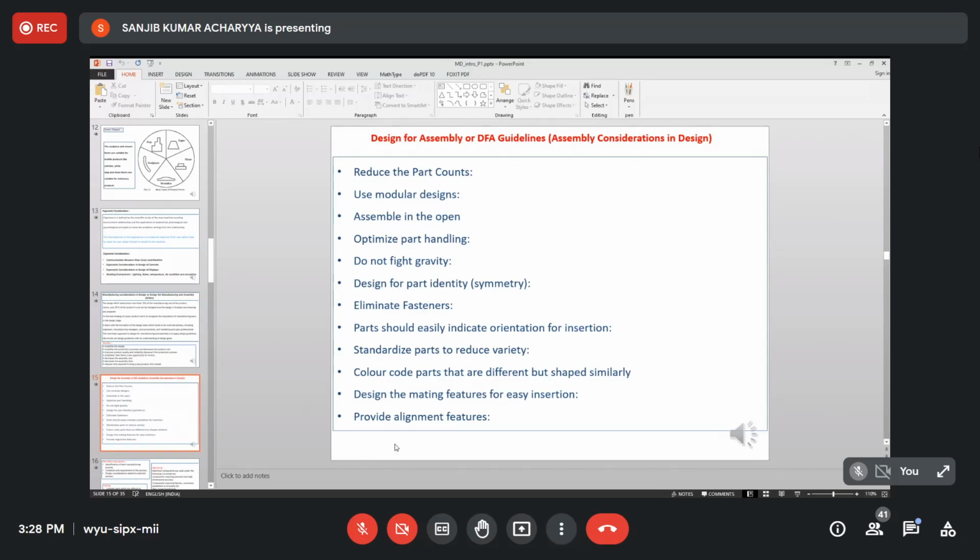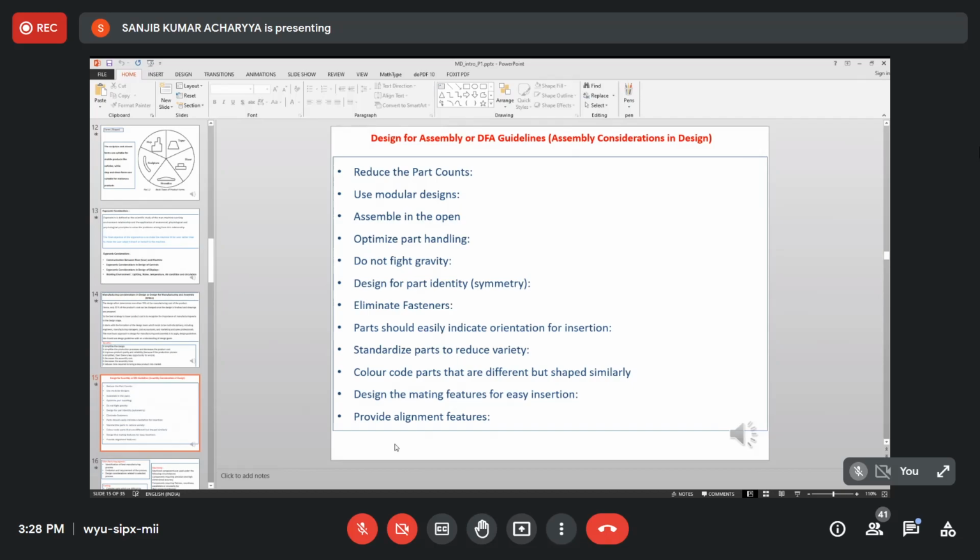Because if both the members have common holes, their axes are to be collinear, and that is to be ensured. This is called confirmation of alignment. So to ensure the alignment, some product features should be there.